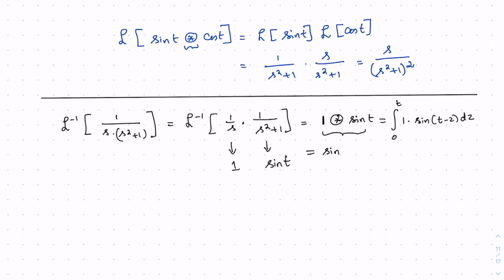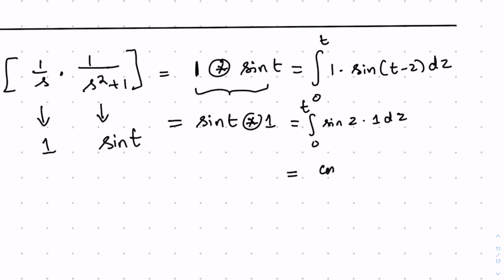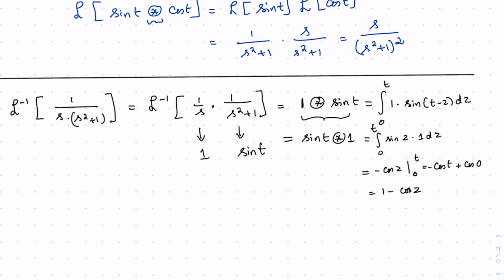So this is same as sine t convoluted with 1, which is equal to integral 0 to t of sine z times 1 dz. And if I integrate that, you would agree that I am going to have negative cosine z from 0 to t, which is going to give me negative cosine t plus cosine 0. There's a negative in there, so it should be a plus. So if I rewrite it, this should be 1 minus cosine t, and that is how you do the Laplace inverse in solving these problems.